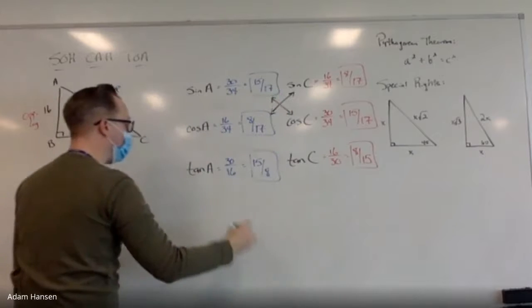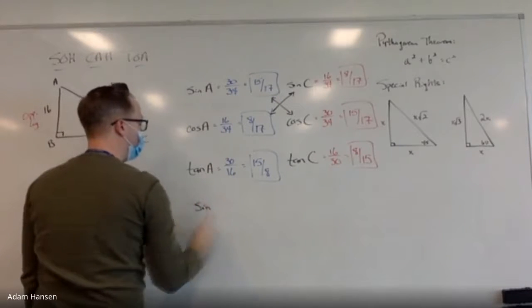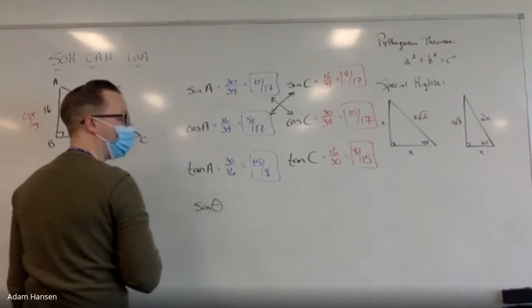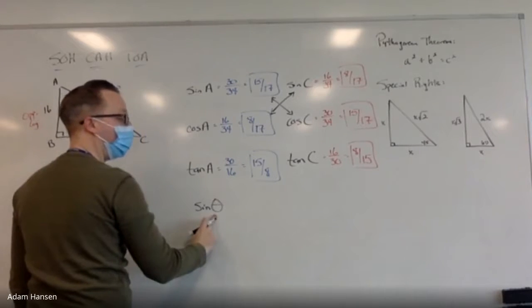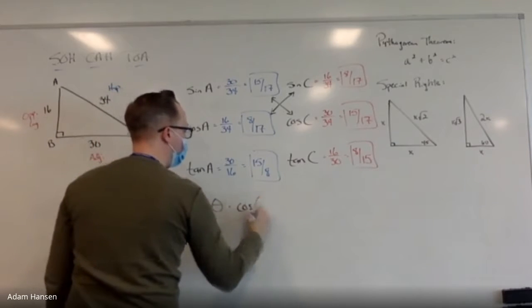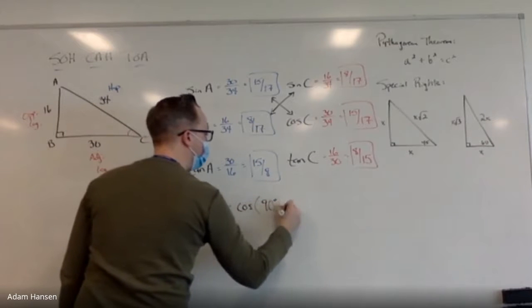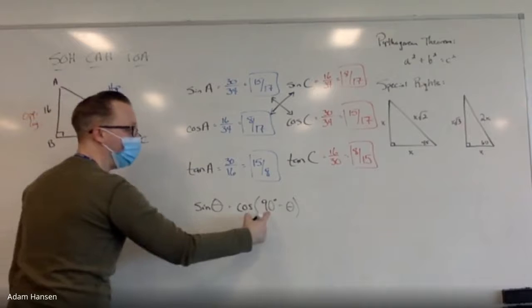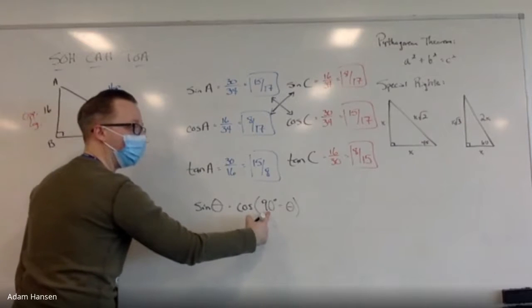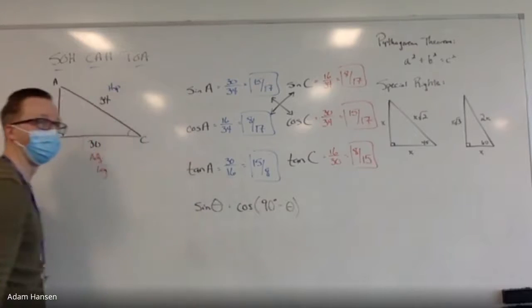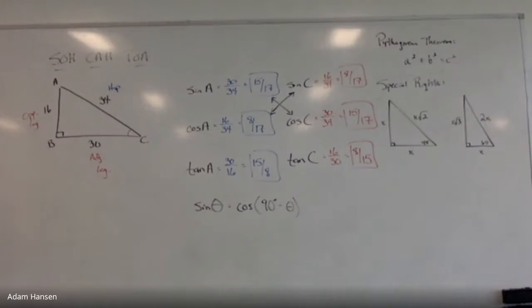Here is a true statement. Tangents flip. The sine of an angle, let's call it theta, this is the Greek letter theta, is equal to the cosine of 90 degrees minus theta. The sine of one acute angle is equal to the cosine of the other acute angle. The other acute angle would have a measure of 90 degrees minus the initial angle. The sine and cosine flip.